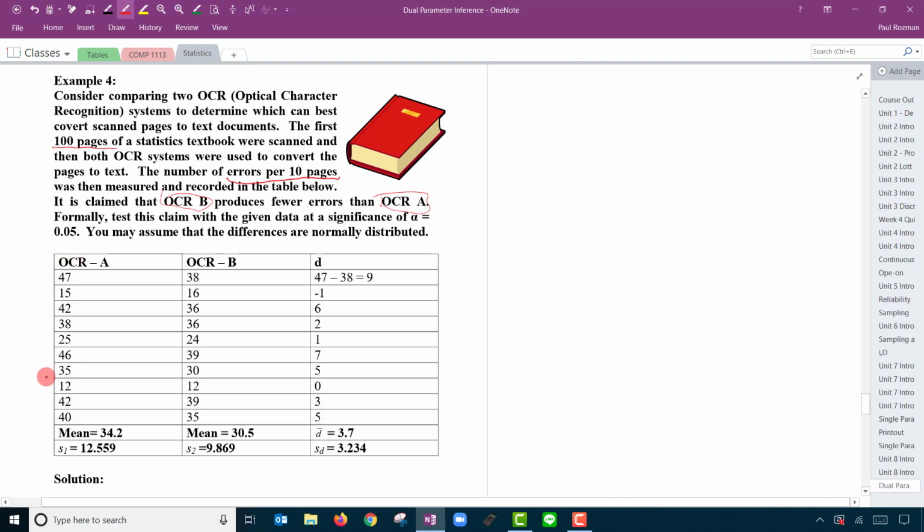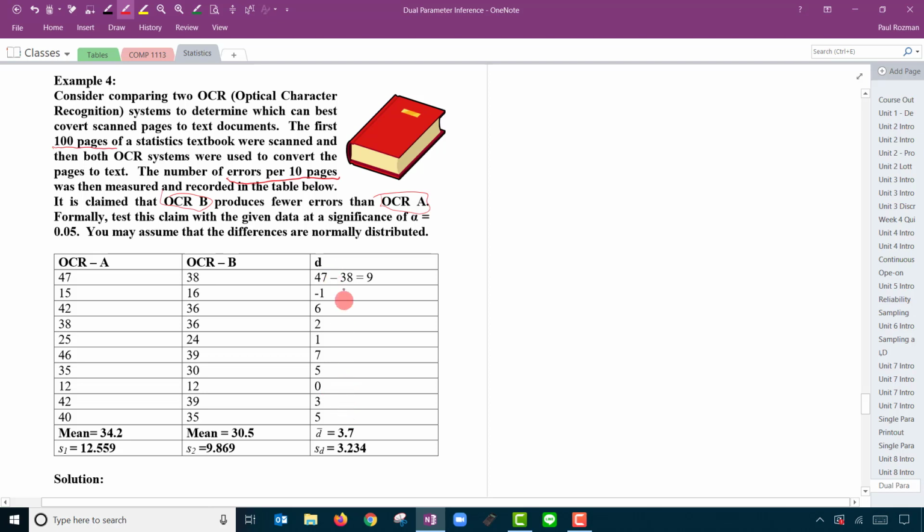Rather than just calculating the mean of this group and the mean of this group and comparing the means, we will attack this differently. Because they're dependent, we'll find the difference between each set of 10 pages. First 10 pages, the difference was 9. The next 10 pages, it was -1. I did my subtraction of A minus B in that order. You can kind of see that it looks like A is worse. It makes more mistakes than B, especially when you look at all these differences being positive.